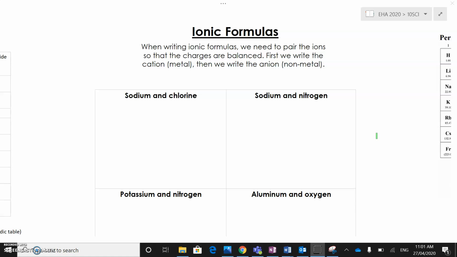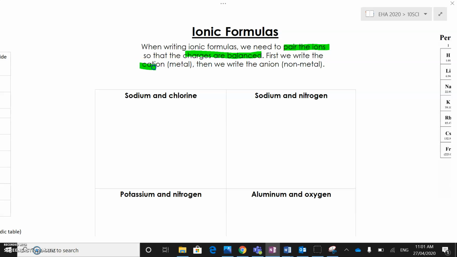First, we write the cation, which is our metal. Then we write the anion. So just highlighting some key terms there. So we need to pair the ions. We need to do so that the charges are balanced. You could also say that they're cancelling each other out. We have one positive, one negative. They're balanced, or they also cancel each other out.